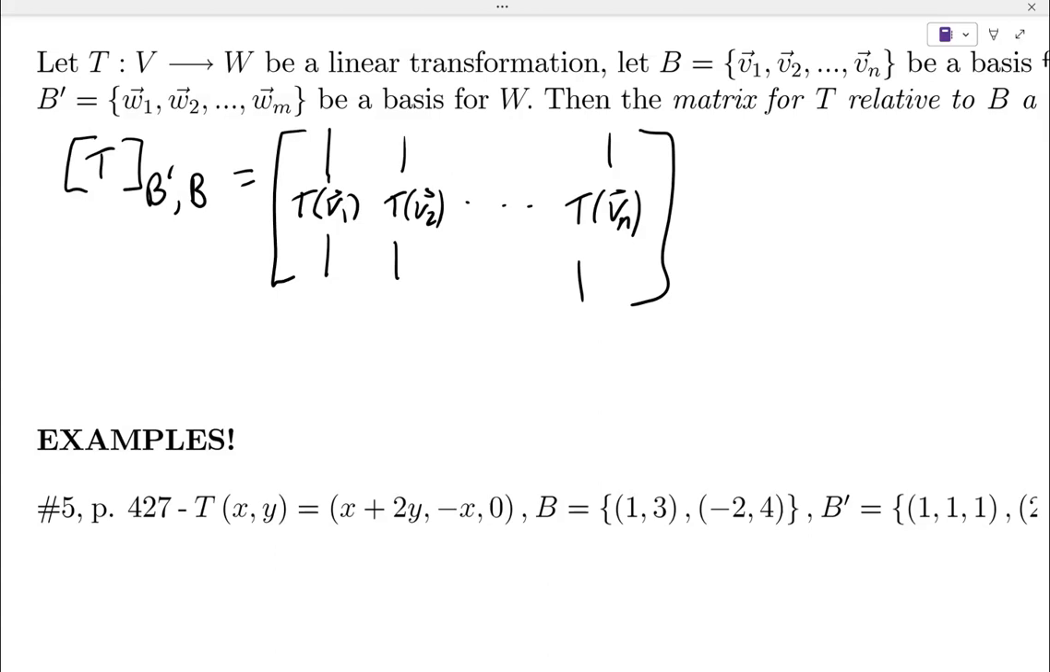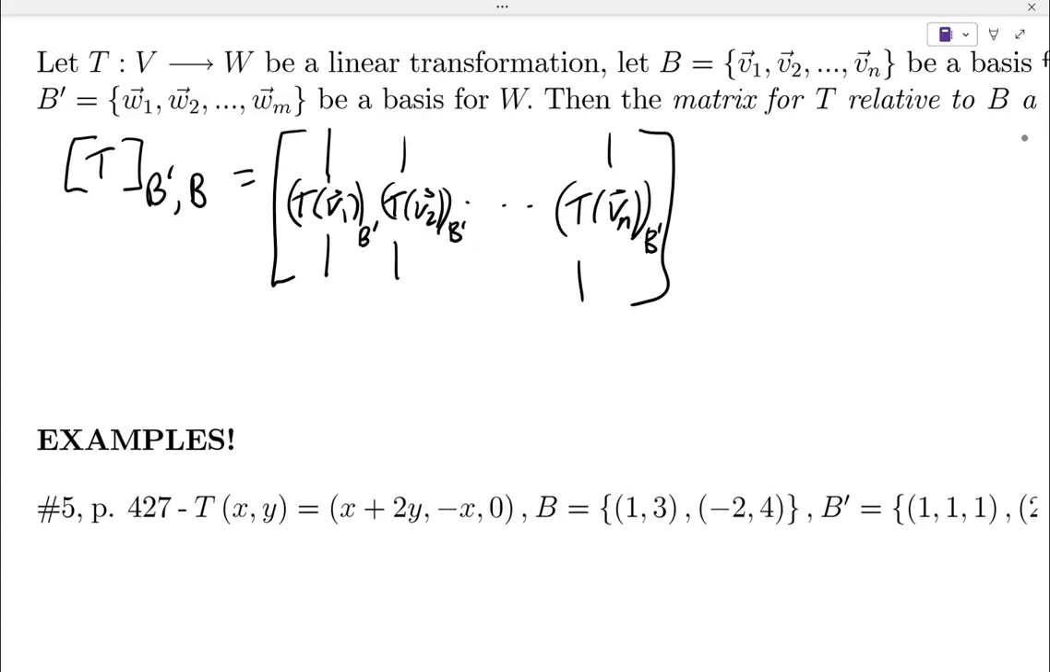Okay, but those may not be numbers, right? If I do a transformation that goes from P3 to M22, those aren't numbers that come out, those are matrices that come out, right? If I go from R6 to P7, then I get polynomials that come out, those aren't numbers, right? But we can change things into numbers by doing coordinates, right? So for each of these outputs, we're going to find the coordinates relative to the output space. So it's a two-step process. First, you plug in your basis vectors into the transformation. Then you take the coordinates of those outputs with respect to your output space basis.